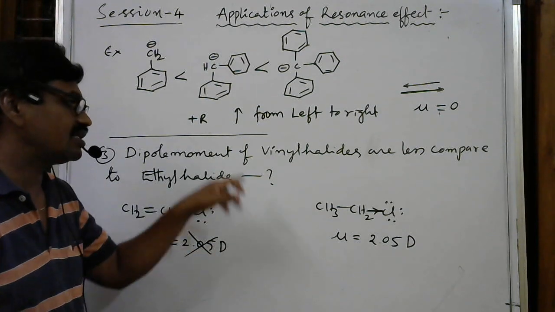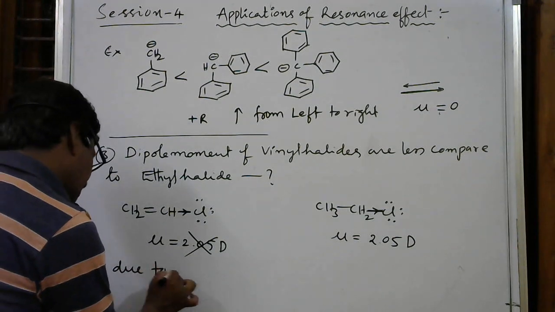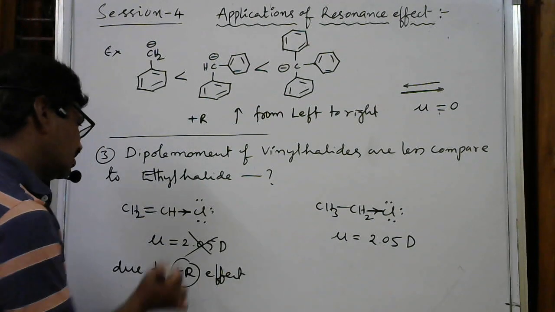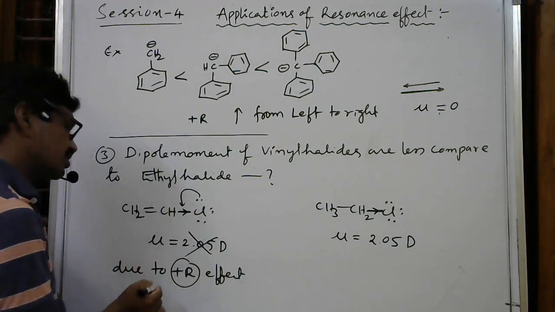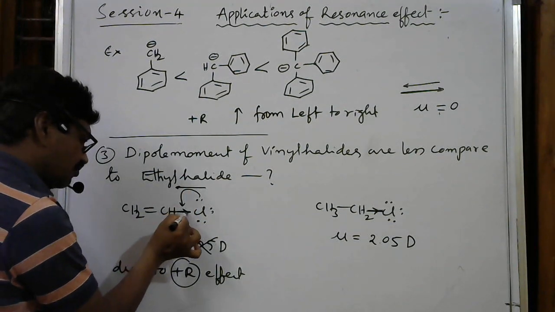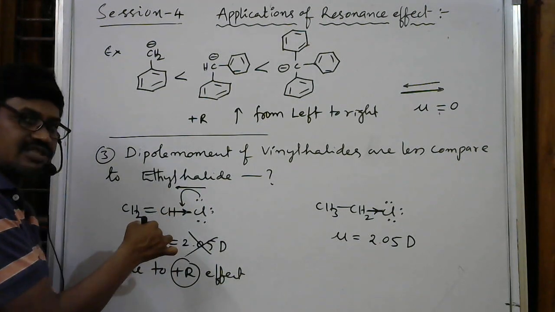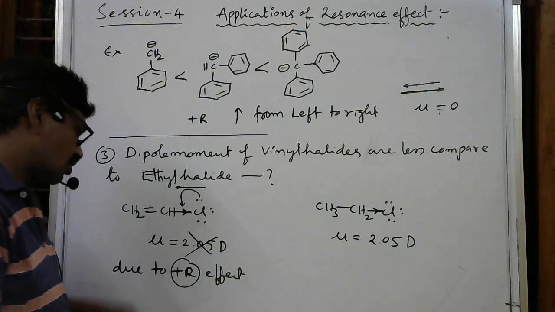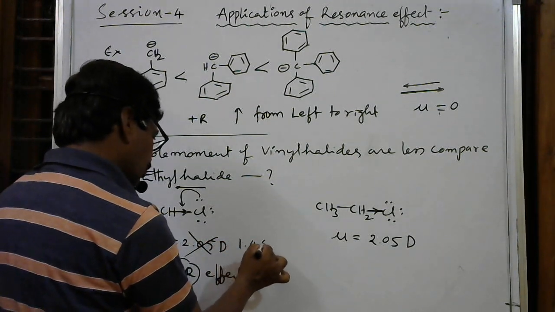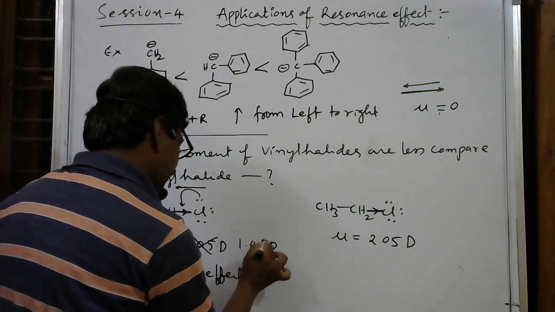The dipole moment decreases in vinyl halide because of the plus R effect. Due to the plus R effect, these electrons are again shifting toward this side, that means the bonding electrons are moving toward this side. In the beginning the direction is towards the chlorine side, now the direction is from chlorine to the carbon side. So because of compensation, the bond moment instead of 2.05 D becomes 1.45 D, mostly 1.45 D.